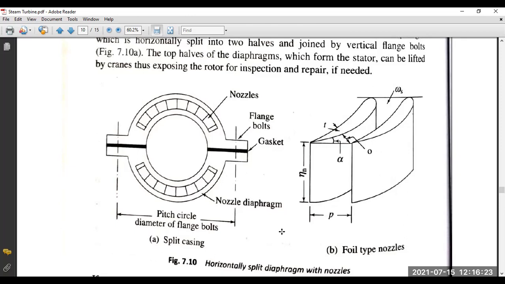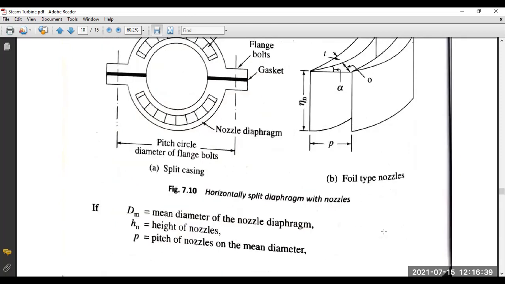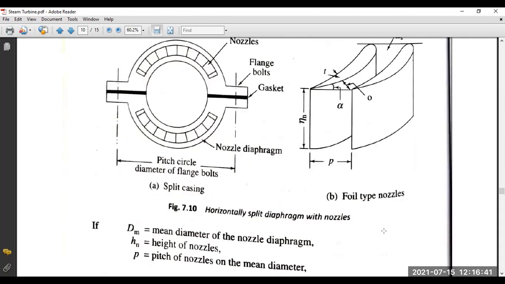And these are the foils used in the foil type nozzle, where this is the foil itself, like an aircraft blade. Efficiency depends on the nozzle efficiency, eta n itself. And dm is the maximum mean diameter of the nozzle diaphragm, and the height of the nozzles and breadth of the nozzle depend on the mean diameter itself.